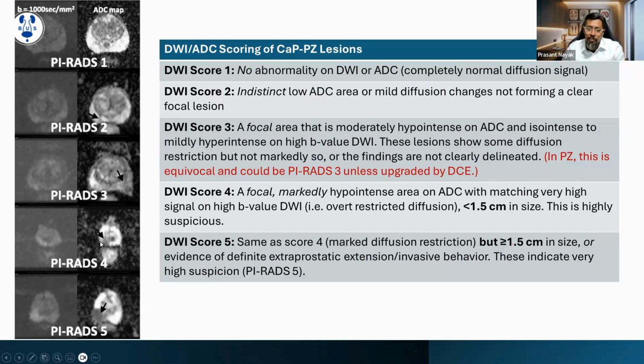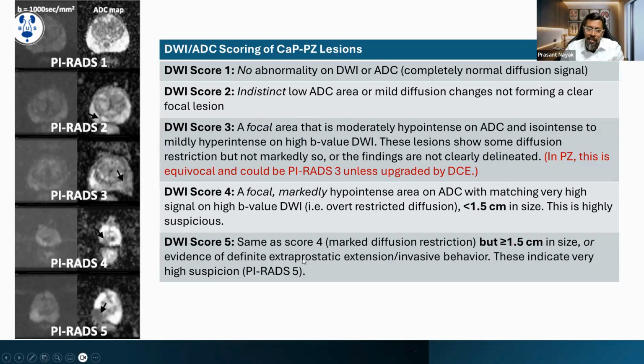Now come to 4. What is important to us is not to miss 4 and 5. You can see this again. Look at the ADC image. We can see a focal, markedly hypointense area in this part of the peripheral zone, which is appearing dark on the ADC. Similarly, when you look at the DWI, you will see a hyperintense area here. The rest of the peripheral zone appears to be dark. This area appears hyperintense. So this is probably an area which is suspicious. If this area is less than 1.5 centimeters, you call it a DWI score 4.